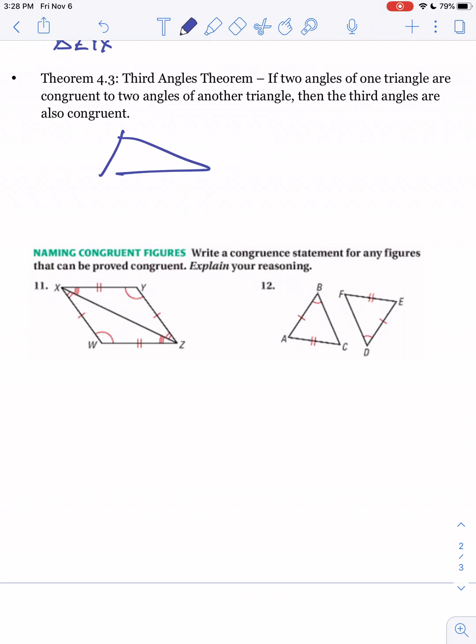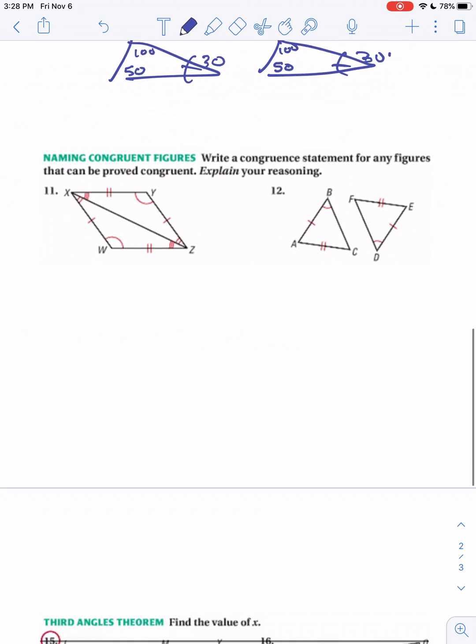So let's do a quick sketch. So say I know this is 50 degrees, this is 50 degrees, say this is 100, this is 100. We know that their third angles also have to be congruent. In this case, we know that they're both going to be 30. And we're going to use that right now.